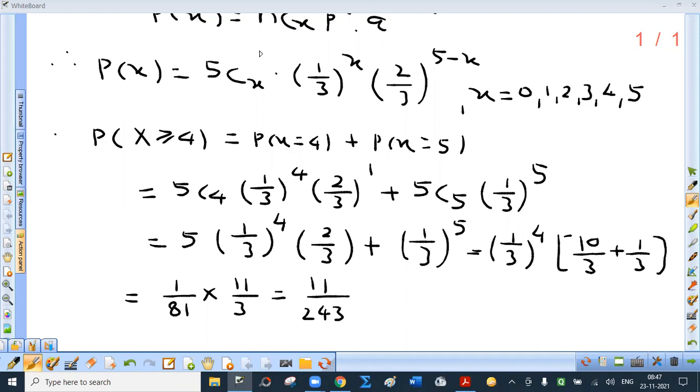Therefore, what is the required probability? P of 4 or more correct answers, that is P of X equal to 4 plus P of X equal to 5. So 5C4, which is 5, 1 upon 3 raised to 4 into 2 upon 3, plus 5C5, which is 1, 1 upon 3 raised to 5 into 2 upon 3 raised to 0, which is 1. Now 1 upon 3 raised to 4 can be taken common. What remains in the bracket is 5 into 2 by 3, that is 10 by 3, plus 1 by 3. Simplify to get 11 upon 243.